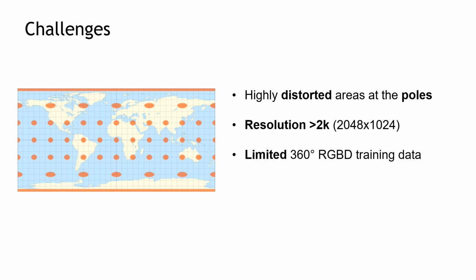At the moment, there is only limited ground truth 360 RGBD data. This is only from indoor environments. Training a model with the available data suffers from poor generalization as outdoor data is never seen.